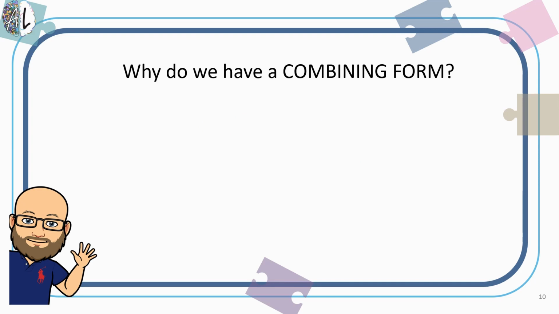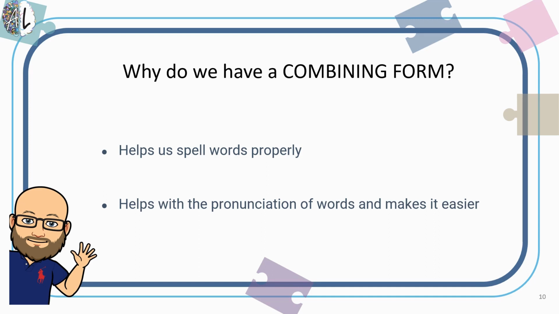So why do we have a combining form? So remember that there were some spelling rules when putting together a root term with a suffix, and that if the suffix started with a vowel, we dropped the combining vowel. If the suffix starts with a consonant, we keep the combining vowel. It helps with proper English spelling. It also helps with proper pronunciation of words, and it makes it easier to pronounce. Too many consonants or too many vowels together are too difficult.